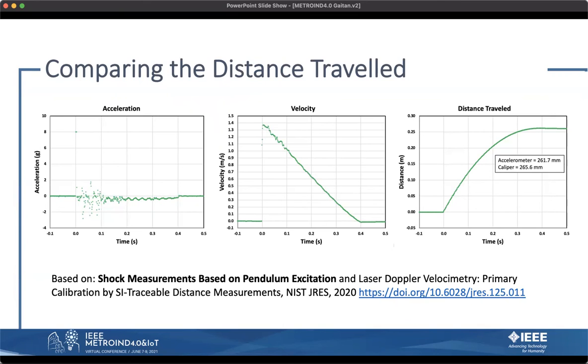what you're seeing is that the accelerometer, after we integrate the signal, reports a measurement of 261.7 millimeters, while the distance traveled that we measured using a caliper is 265.6 millimeters. So we can begin now to take these results and use the uncertainties that are reported by the accelerometer to understand whether the model that we're proposing here is adequate or whether further models need to be developed for the analysis, and perhaps an equivalent circuit as well that's more complex.